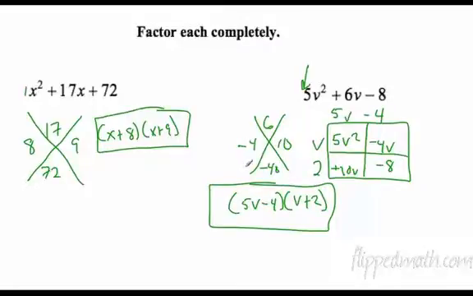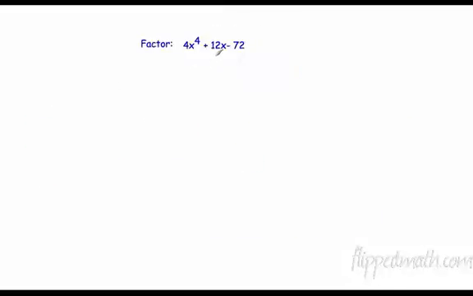All right. Factor this out. Sullivan made a mistake. This should be 4x to the fourth plus 12x to the third minus 72x squared.